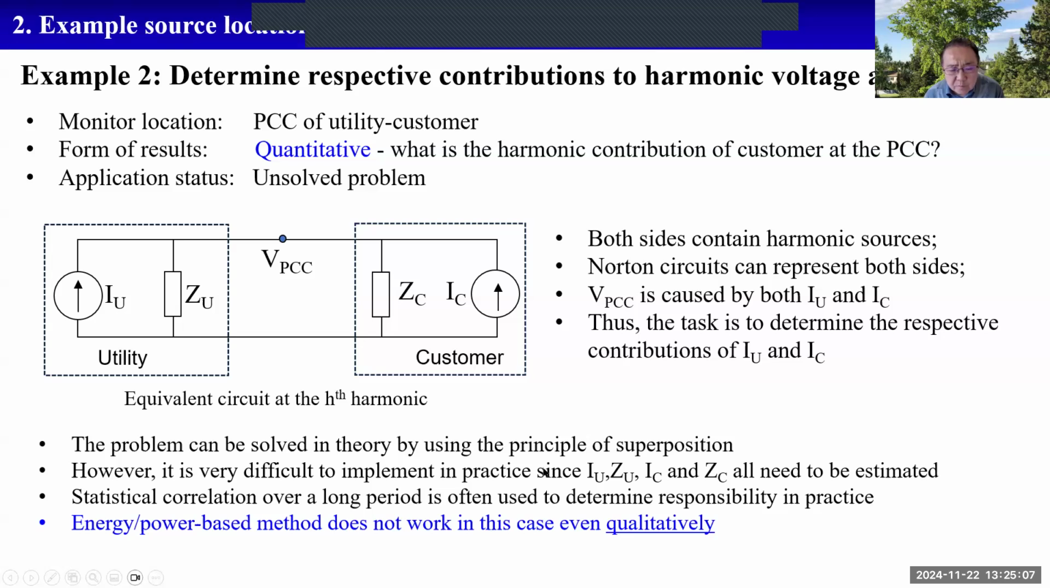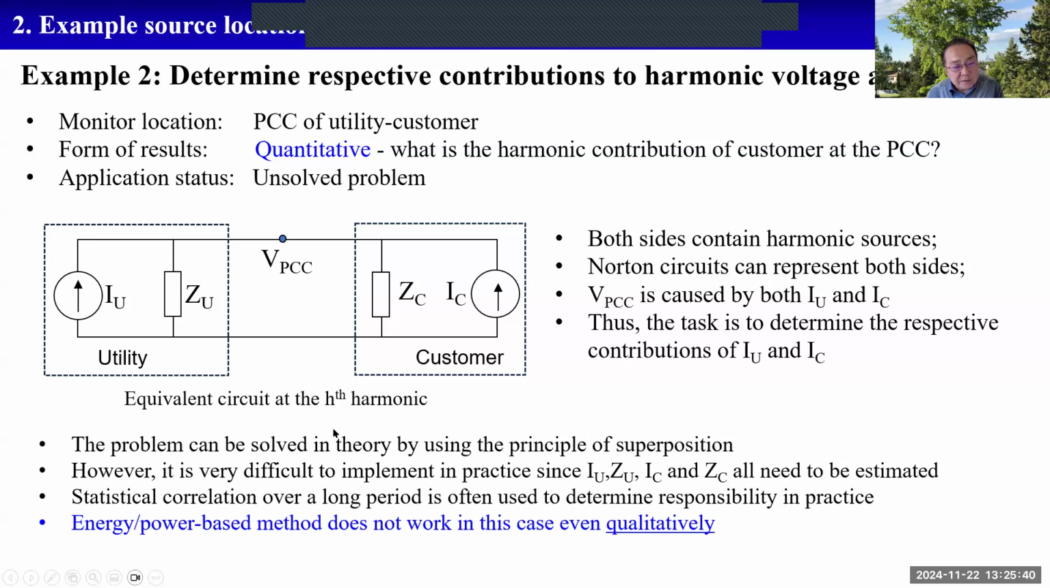The original motivation is that, ideally, if you have such a method, you can implement it in the meter, just like a power factor meter, and charge a customer when they exceed the limit, just like a power factor charge. If this can be done, power quality management becomes automatic. You don't have to tell customers what to do. They will automatically do it to reduce the cost of their bill, right?